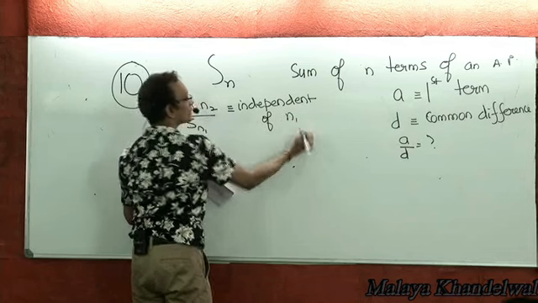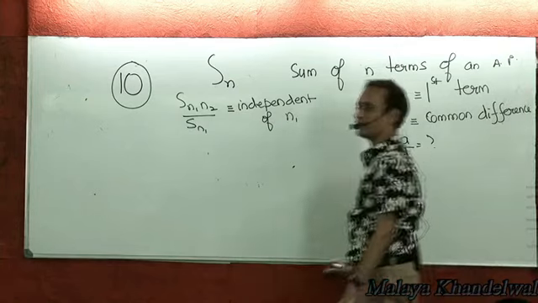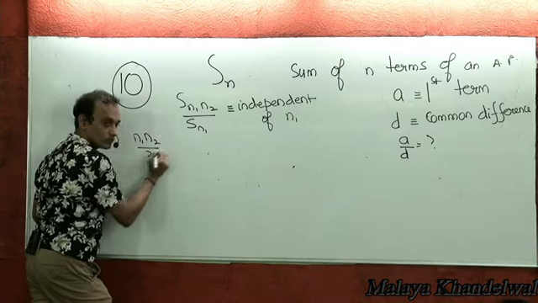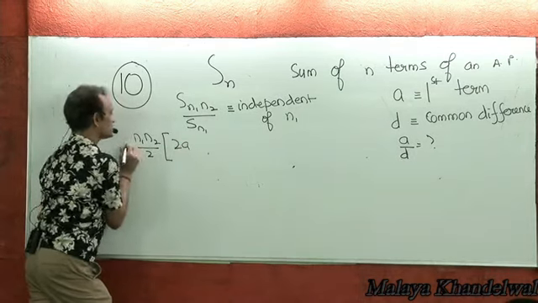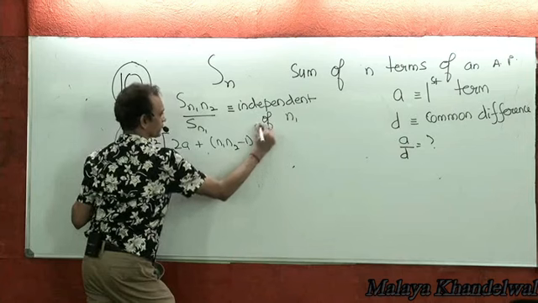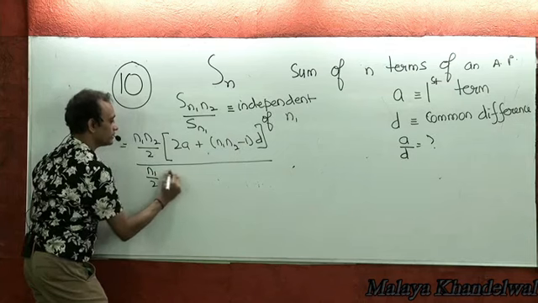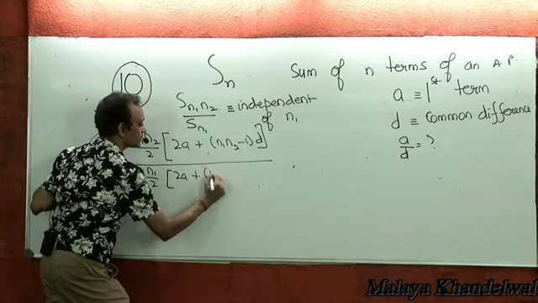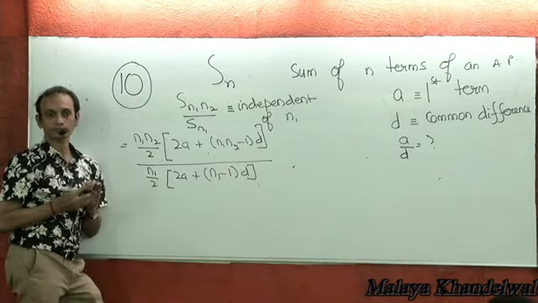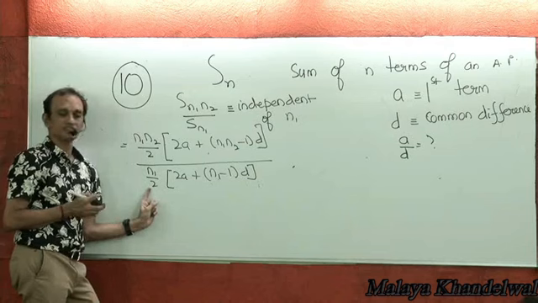Given this, we want to find A by D. Given this, we want to be able to find A by D. Now, what is sum of n1 and 2 terms? n1 and 2 by 2 into 2a plus n1 and 2 minus 1 into D, right? Divided by sum of n1 terms, which is like n1 by 2, 2a plus n1 minus 1 into D. This is what I get? Yes or no? Sum of n1 and 2 terms, which is this, sum of n1 terms, which is this.